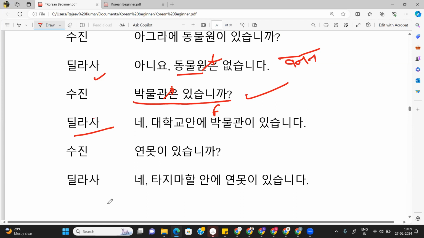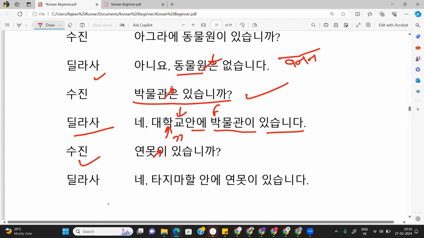Next. Dilasha. Ne. Dehan. No, this is not no, this is God. Both are God, so it becomes Gosam. Dehagyo Ane. Dehagyo Ane. Angmul Gwani. Fangmul Guani. Guani Isamnida. Next. Okay. Sujin.